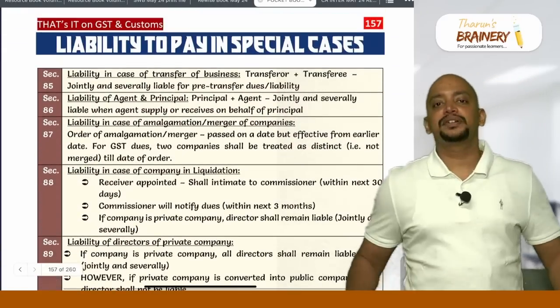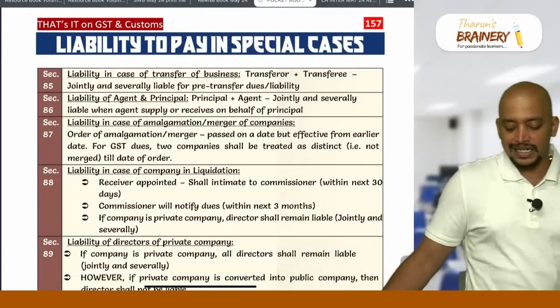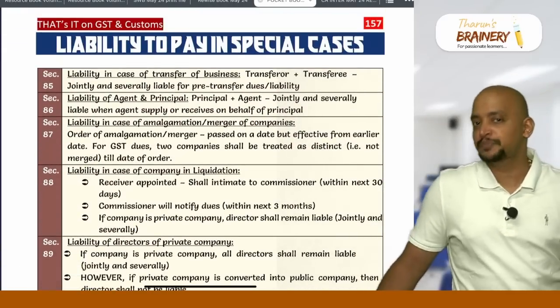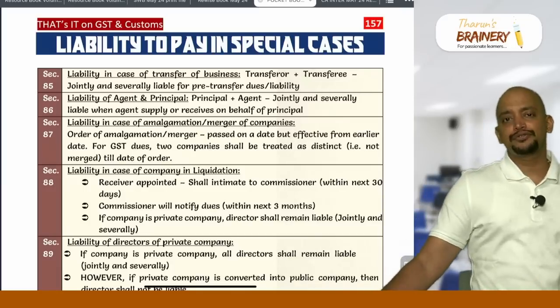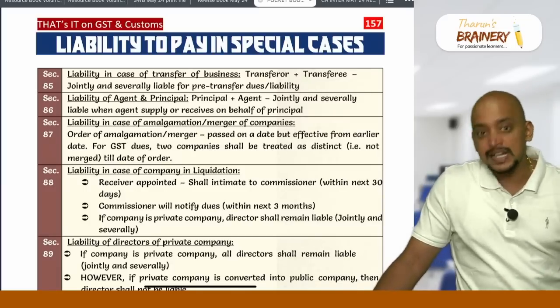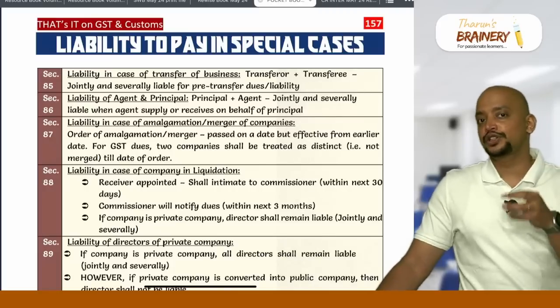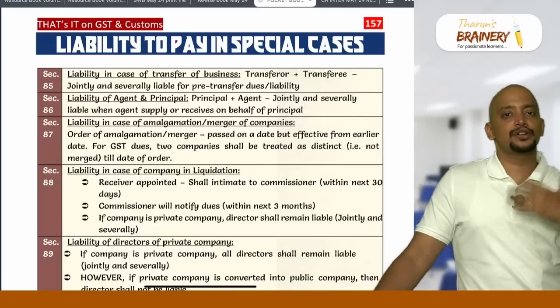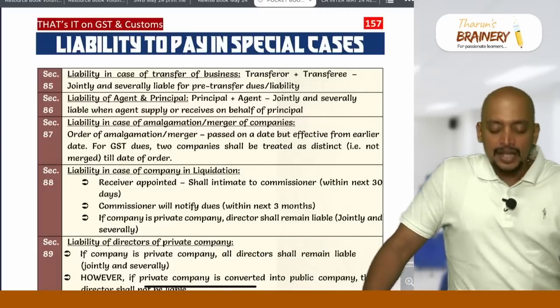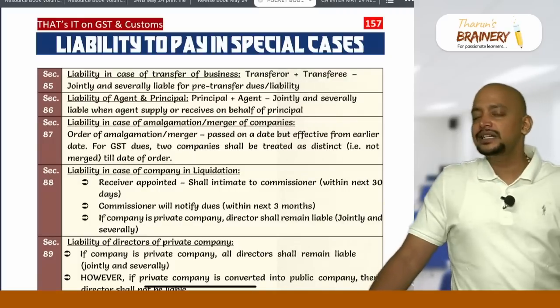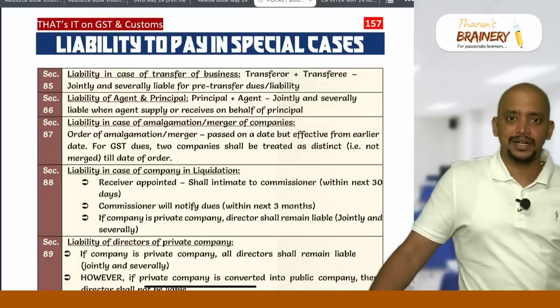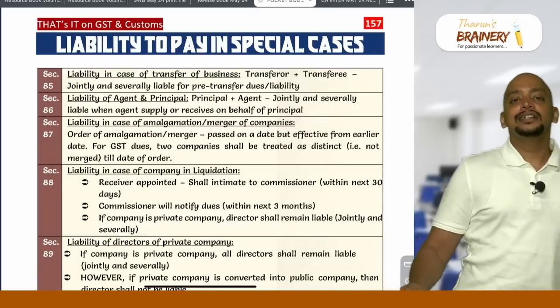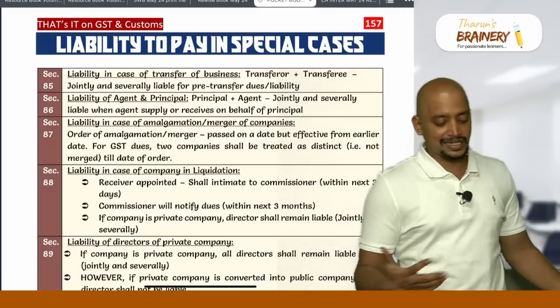Then in this chapter we have some more sections, that is liability to pay GST in special cases. Here you don't have to focus more on remembering the sections, but you should be able to remember what the provisions are. Mainly for MCQ purpose or short note questions it may be asked. So what is it that we are discussing here? Generally the liability is on the supplier and the recipient, but here in some special cases the liability is on some other person. Who is that some other person?